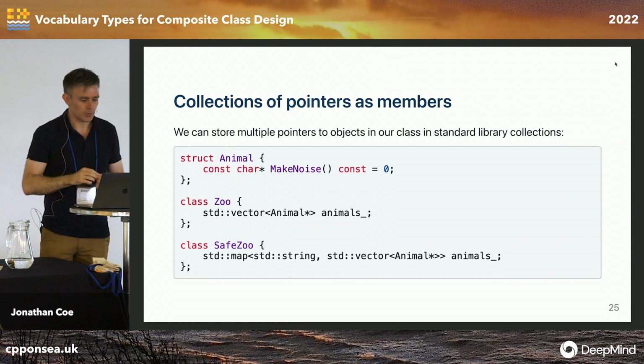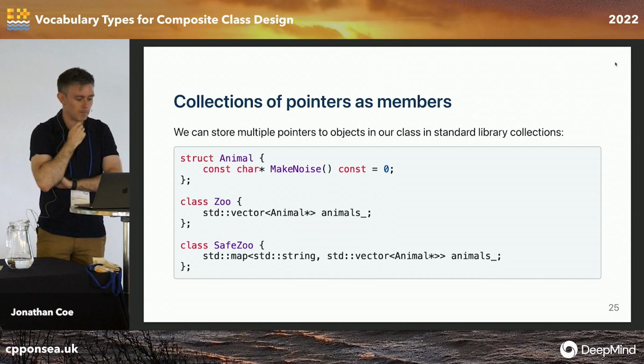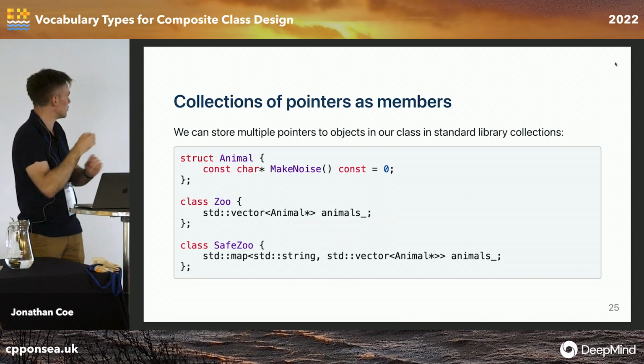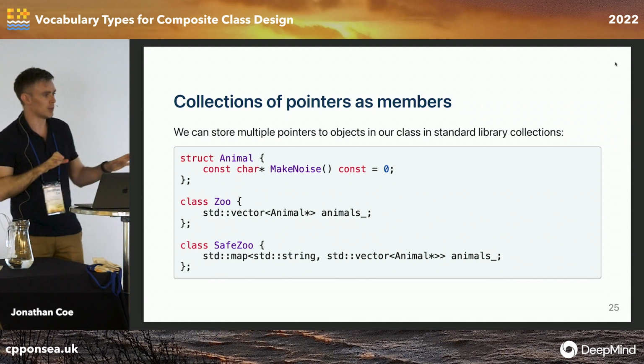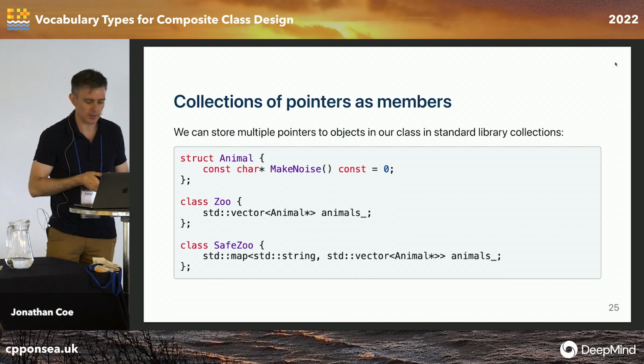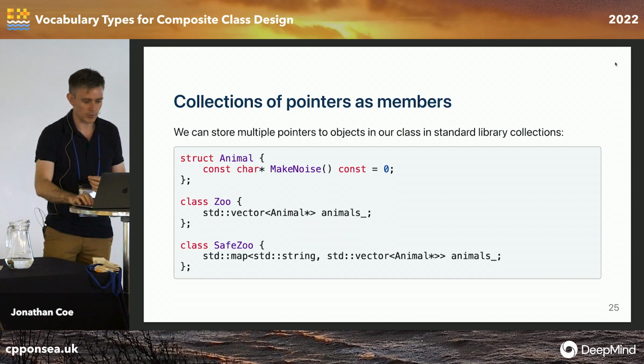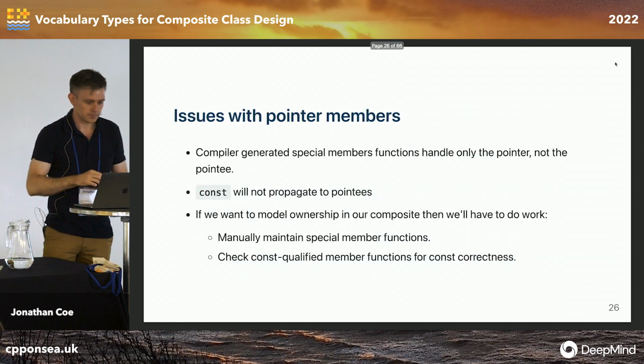So yeah, onto collections of pointers as members. We have an animal here, and we have a zoo with all the animals kept together in one big vector, and then we have a slightly safer instance of the zoo where the animals are divided up into different sections, like herbivores and carnivores. I think that would be better. And then the animals are all stored as pointers.